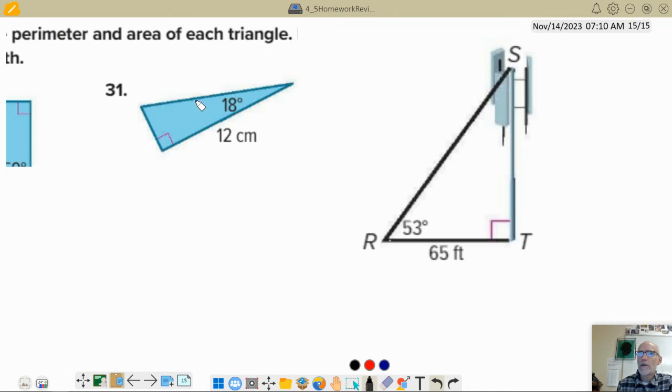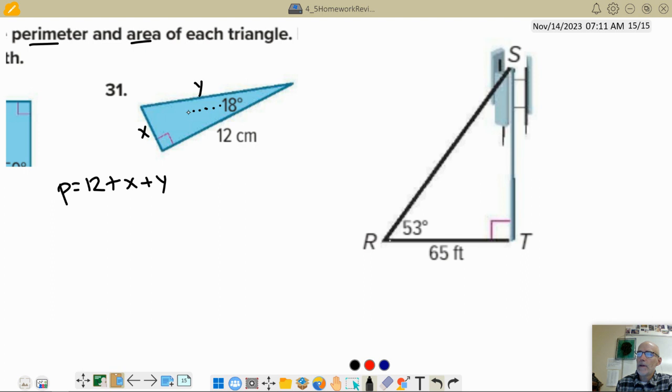Okay, last two problems here. They want the area and the perimeter. Well, let's do perimeter first. Perimeter is going to equal the 12 side plus, let's call it the x side, plus the y side over here, right? We got to have all three sides to get the perimeter.